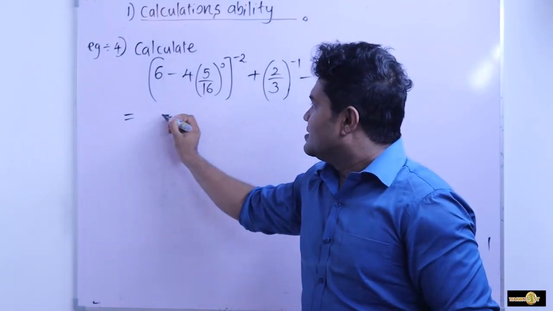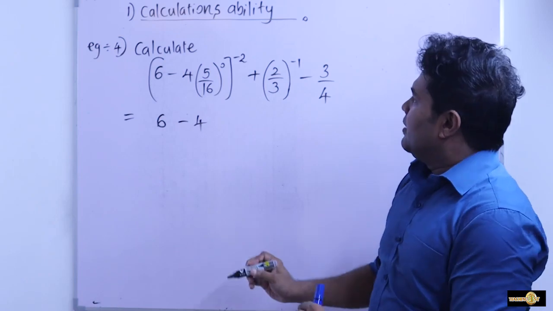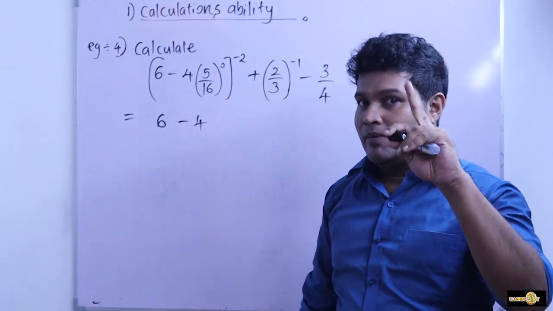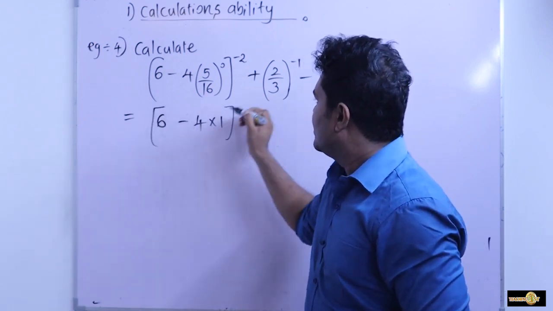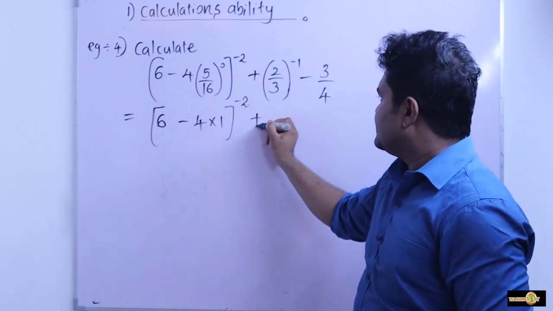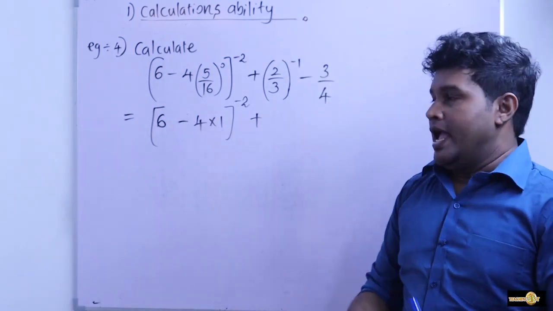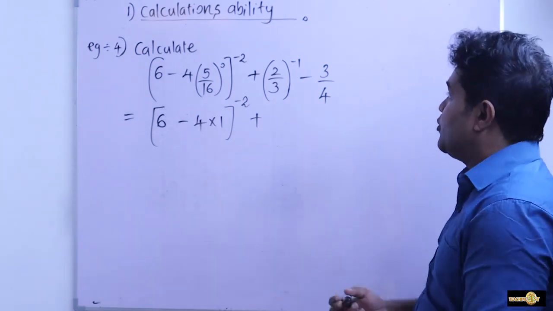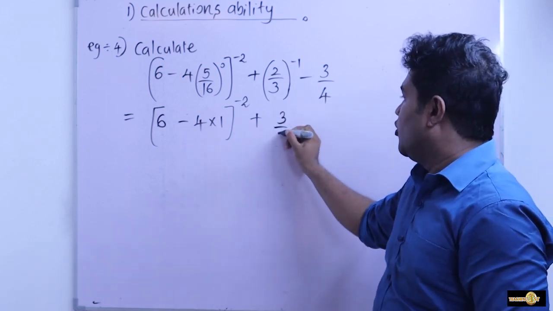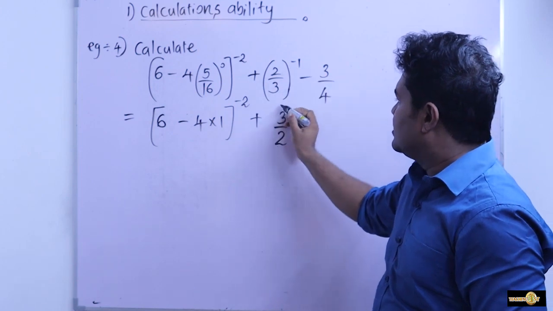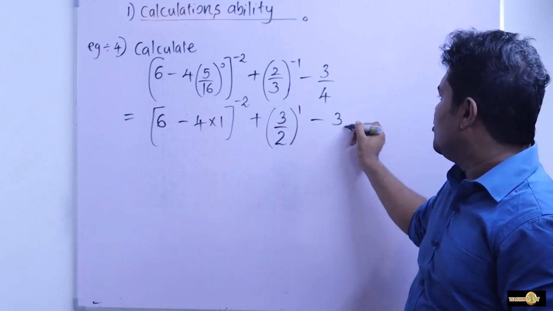Okay, right. Now 6 is 6. Then inside the bracket, minus 4. But can you see a power 0? Then you have to remind that power 0 is 1. Therefore this can be 4 times 1, and minus 2 power, plus this is 2/3 to the power minus 1. The problem is because you have a negative index. To get rid of this negativeness, we have to take the reciprocal of the base. The base is 2/3, then the reciprocal must be 3/2. Then this will be 3/2 to the power 1. The negativeness is cancelled, and minus 3/4 is minus 3/4.